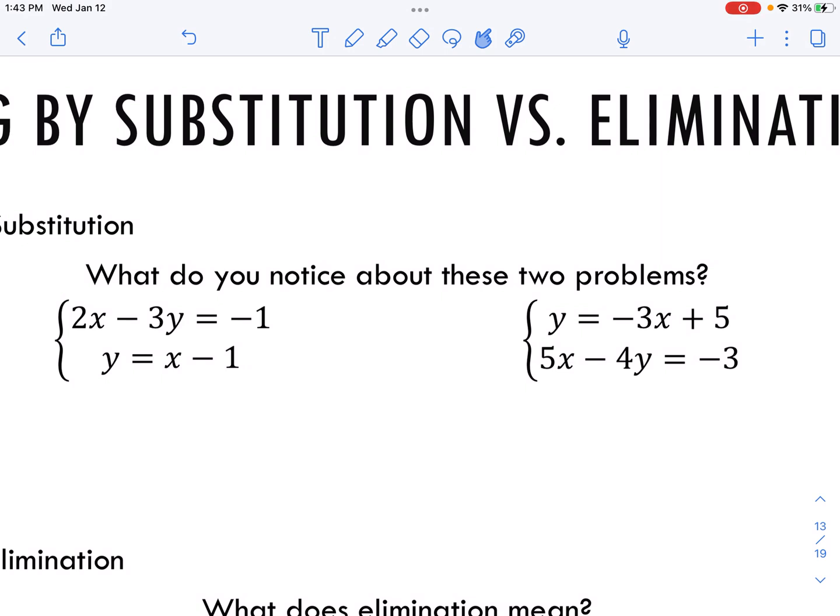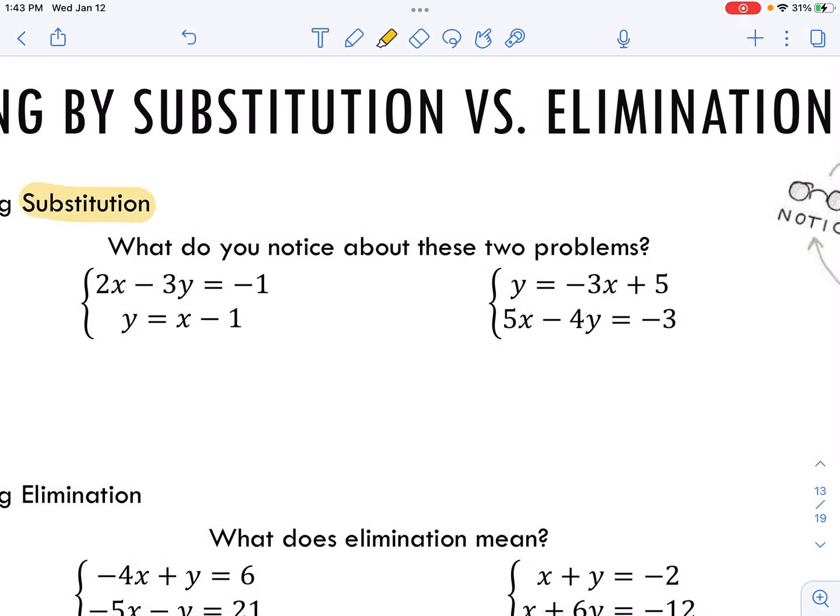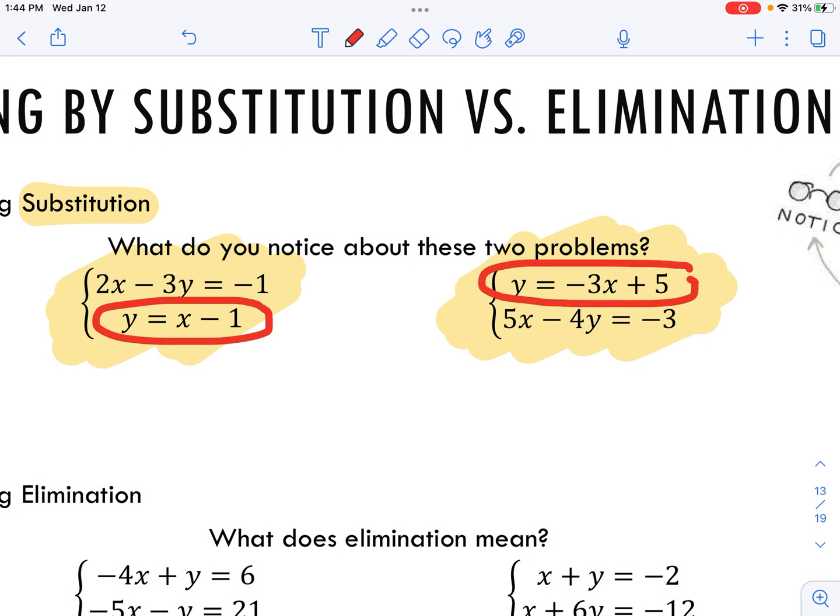So let's talk a little bit about when we want to use substitution. All right, so that's going to be our first goal. Well, let's take a look at these two systems that I'm highlighting in yellow here. Take a moment independently and identify anything in common about these two problems. What do you notice about each of these systems? Hopefully in both of these systems, you should have noticed that one of them's in standard form and one of them's in slope-intercept form. More specifically, when we have something in slope-intercept form, one of my variables is already isolated.